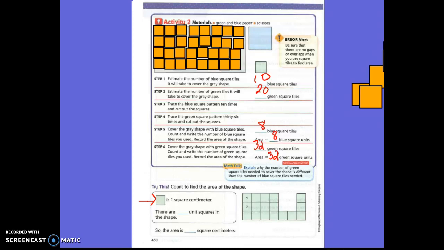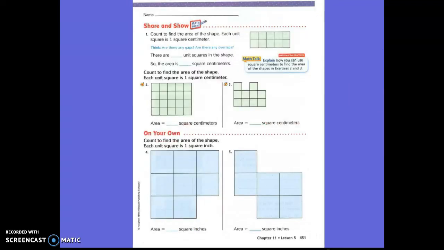There are blank unit squares in the shape. Look over here. How many unit squares are there? They already started counting for you. You can start putting numbers in each of the squares to figure out what the area of that shape is. Do that now. How many unit squares are there? 17. Okay, now because this is called a square centimeter, you actually have to say that there is 17 square centimeters. Okay? All right, we're on share and show.